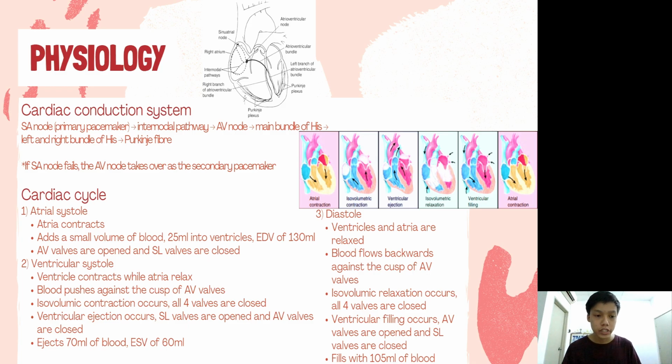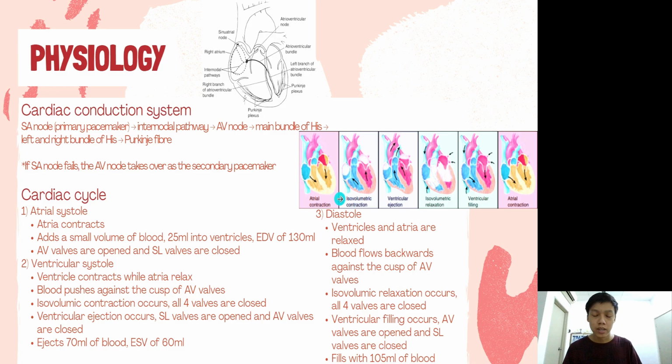And next we'll move on to the ventricular systole. So during ventricular systole, the ventricles are depolarized and will contract, while at the same time the atria undergo repolarization and relax. So when the ventricle contracts, it will push the blood against the cusp of the AV valves, which is the tricuspid and mitral valve, and it will force them to close. Now, the first stage is the isovolumic contraction. In this phase, all 4 valves are closed, because the pressure in the ventricles is lower than the pressure in the aorta and pulmonary trunk.